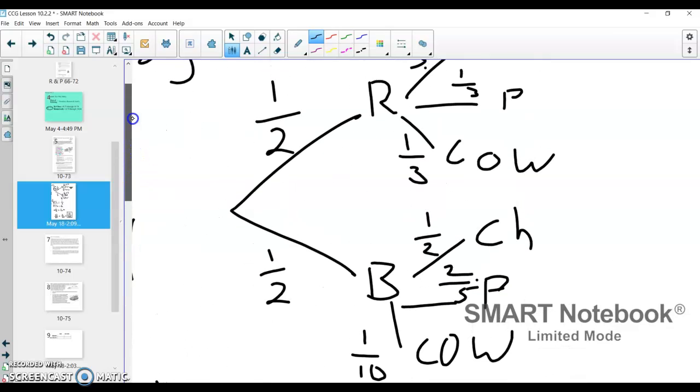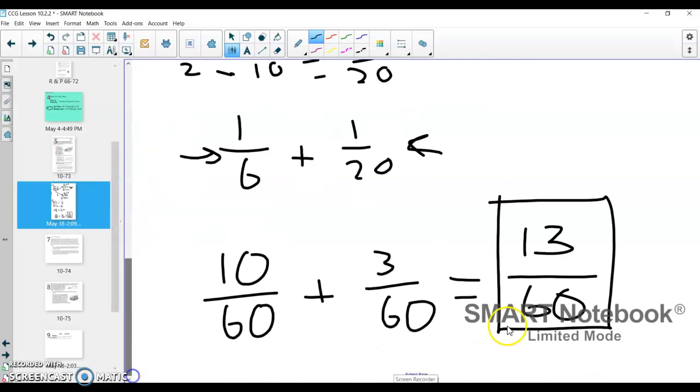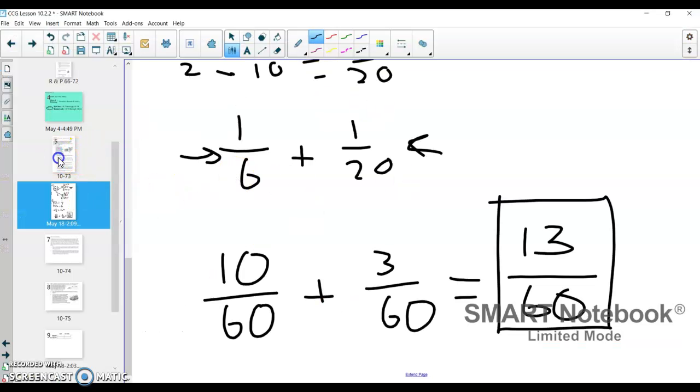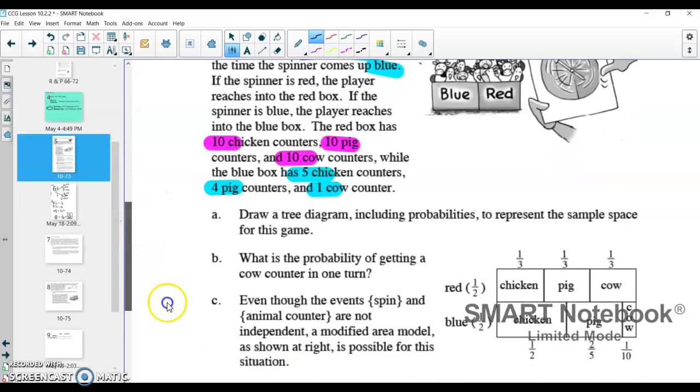And again, all I did was I multiplied down my branch to find the probability of getting it down the red route. I multiplied down my branch for the probability of getting cow down my blue route, and then I just added those together, adding fractions, common denominators here. All right, we'll keep moving. And we'll get into part C here.